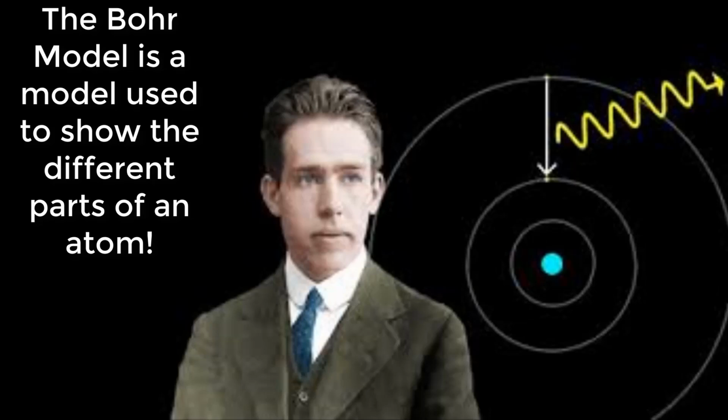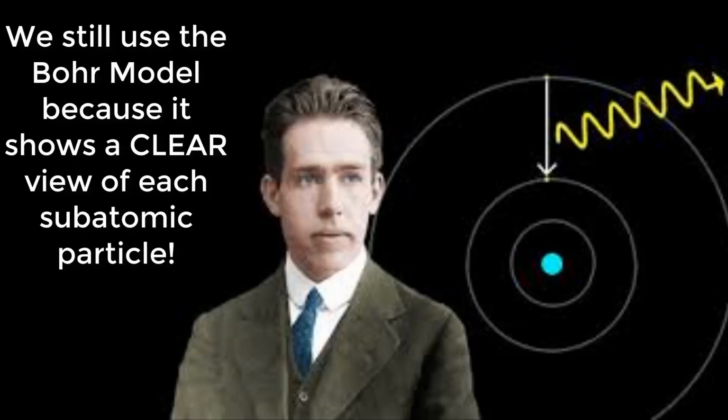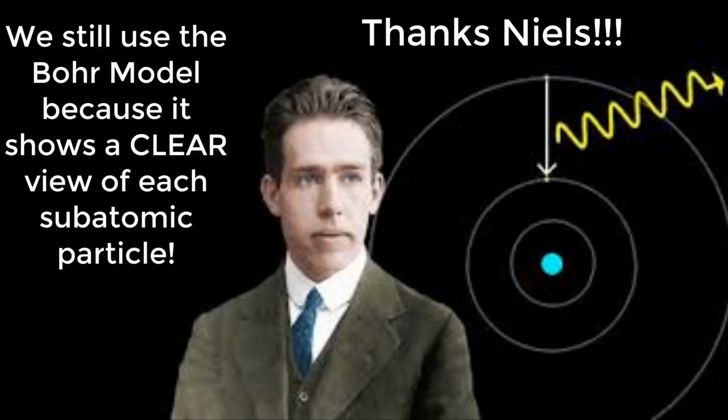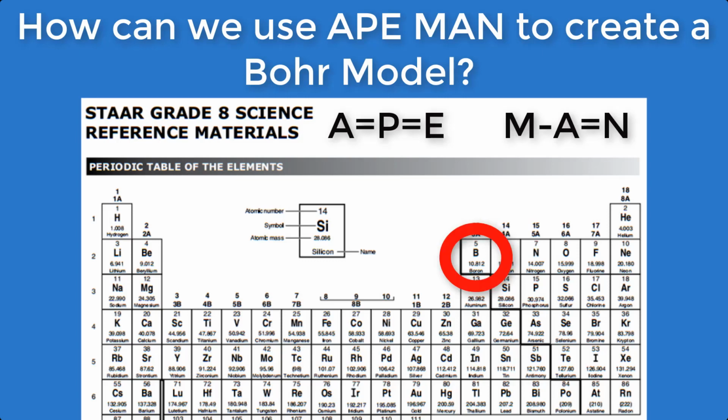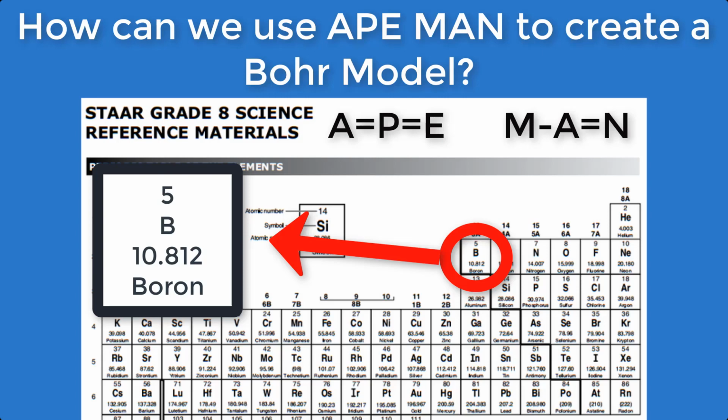Since then, we realized that the levels are more like a cloud, but we use the Bohr model because it gives us a clear view of the 3 subatomic particles in each atom. Speaking of subatomic particles, this is how we can use Ape Man to start building an atom of each element. Let's take boron, for example. On the periodic table, it looks like this.